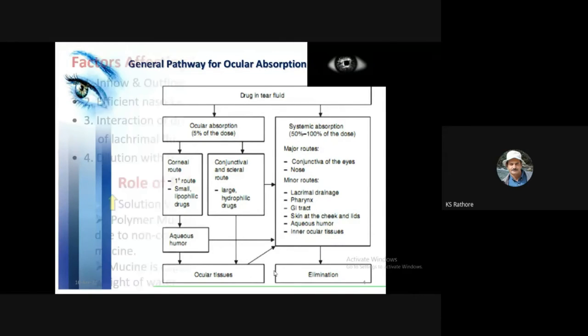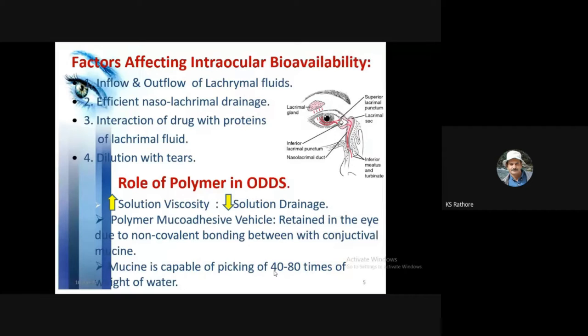Now, the various factors affecting intraocular bioavailability. In the ophthalmic cavity, the main problem is bioavailability. When you instill a drug into the eye cavity, only 5% to 6% of the drug is bioavailable. So scientists are working on how we can increase the amount of drug available to the posterior segment or the anterior segment. Many factors affect this, like inflow and outflow of lacrimal fluids, efficient nasolacrimal drainage, interaction of the drug with the proteins of lacrimal fluids, since protein is available in our lacrimal fluid so protein binding can take place, and dilution with tears.